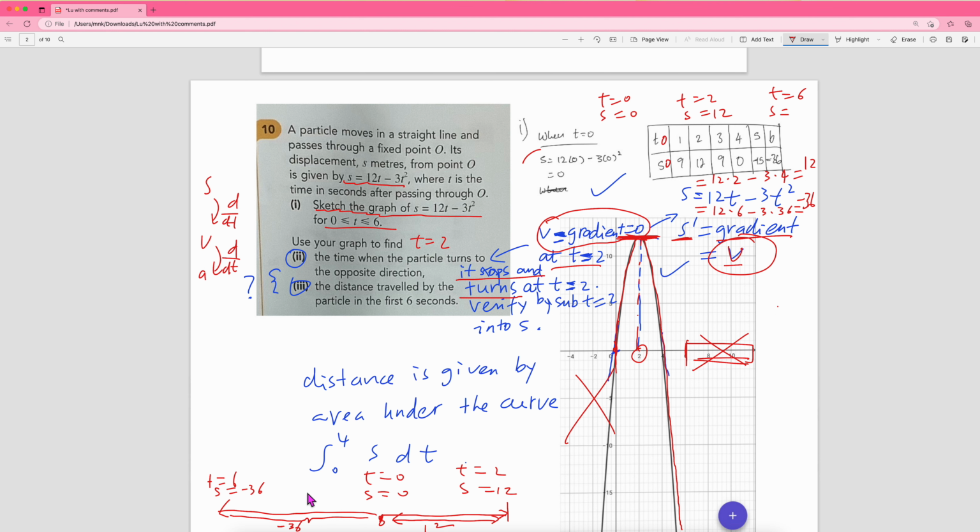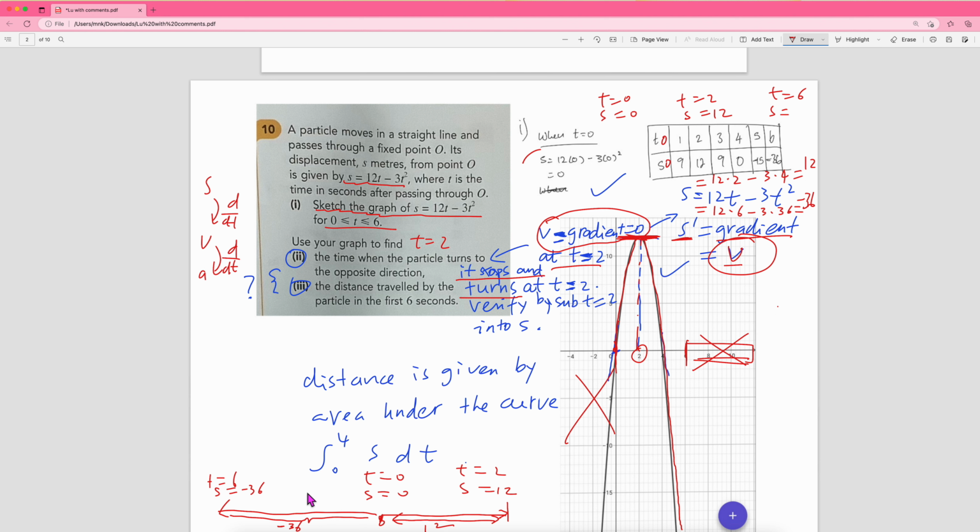Don't you test for t equals 3? No, it doesn't stop. Don't stop, continue. Right? Don't you test for t equals 1? No, because at t equals 1 it never stops. So we only go in that one direction.